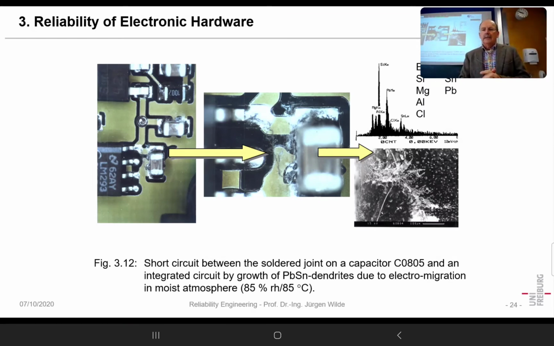Okay, so what we have seen today is data on what the probability of failure of electronics is, how we can describe it, what influences we have, and what probability curves and probability models we can use for that, mostly based on the Weibull distribution. And also we have already seen some examples of how it can fail.